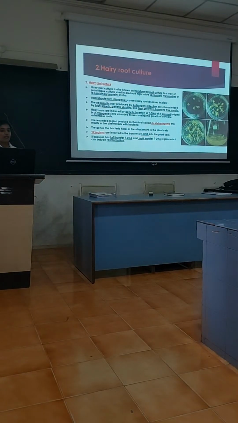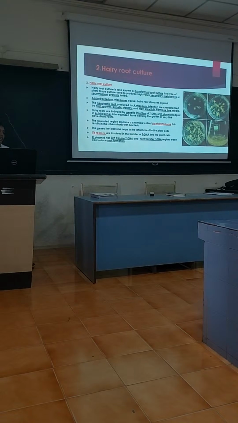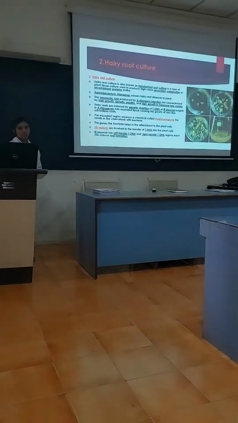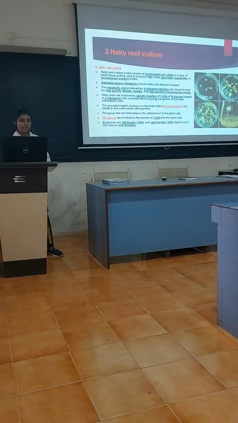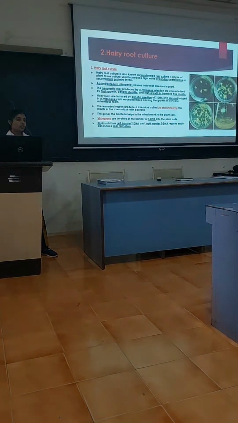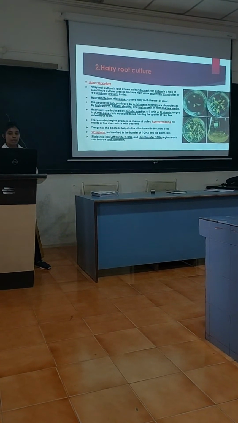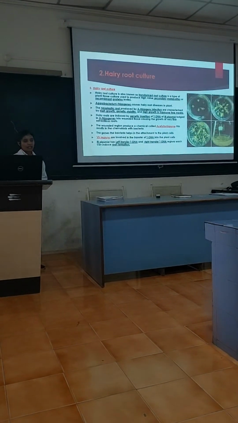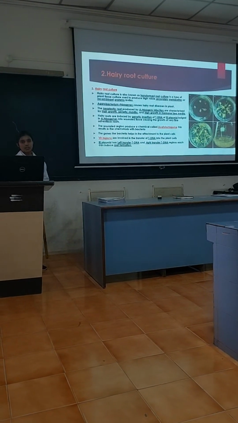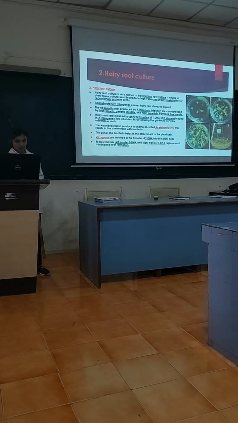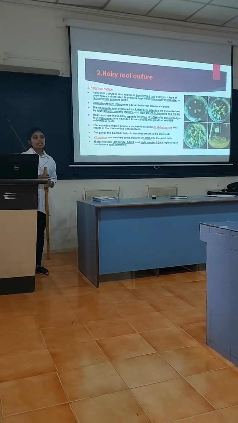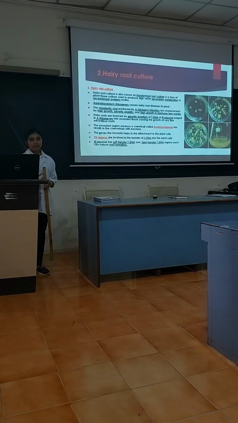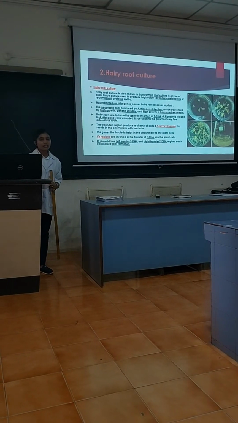The second type of culture is hairy root culture. Hairy root culture is also known as transformed root culture. It is a type of plant tissue culture used to produce a high volume of secondary metabolites or recombinant proteins in vitro. The Agrobacterium rhizogenes causes a hairy root disease in the plant. The neoplastic roots. The neoplastic means tumor. The roots having a tumor, that is known as the neoplastic roots.